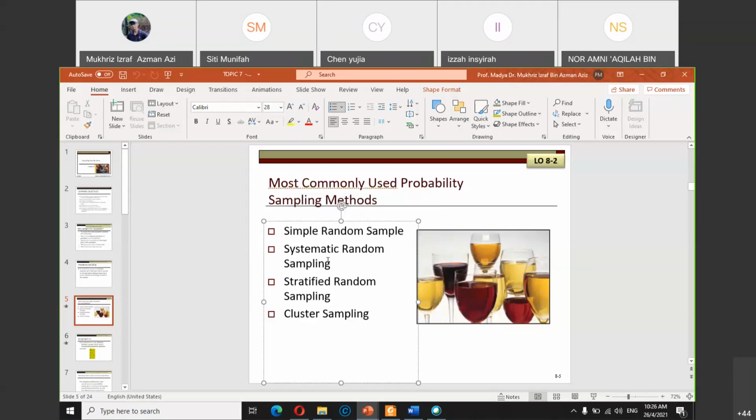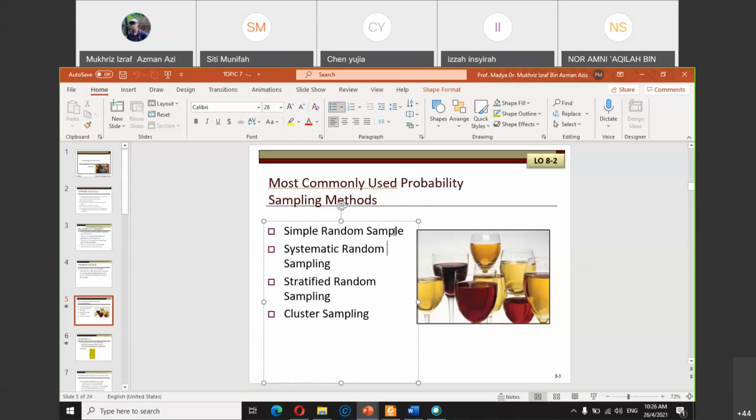Okay, so we will not discuss this. If you want to know more, you can Google this term on the internet and you can just find some examples of what each of these methods refers to.